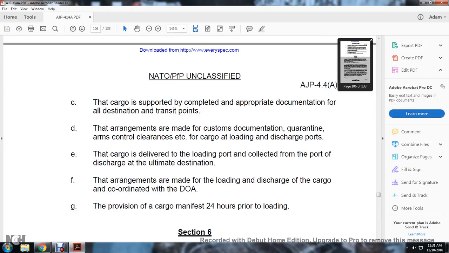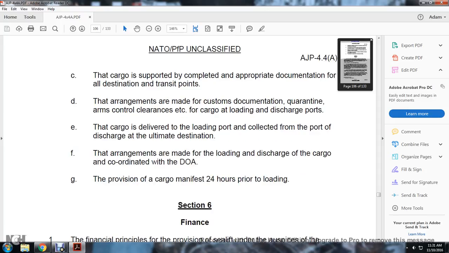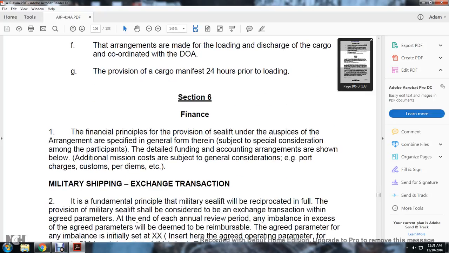The cargo is supported and completed with appropriate documentation, with all destination and transit portions of the arrangement made with the customs documentation, quarantine, arms controls, etc. for the cargo and loading and discharge ports. The cargo is delivered and loaded and collected from the port of discharge with ultimate destination. The arrangements are made with the loading and discharge with the cargo coordinated with the defense designated operating authority. The provision of cargo manifests 24 hours prior to loading.